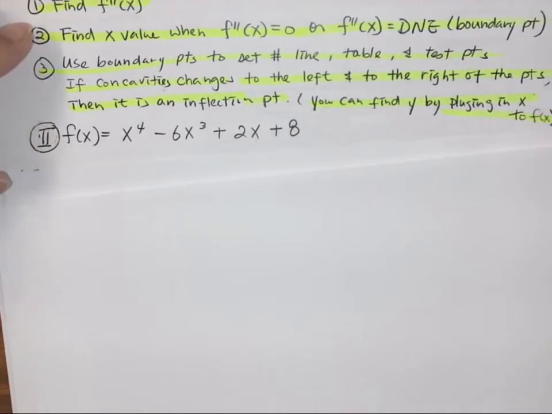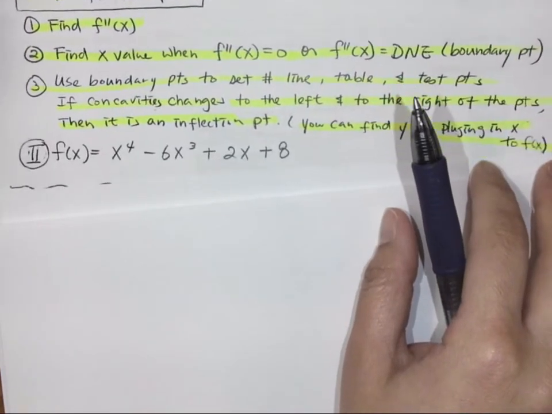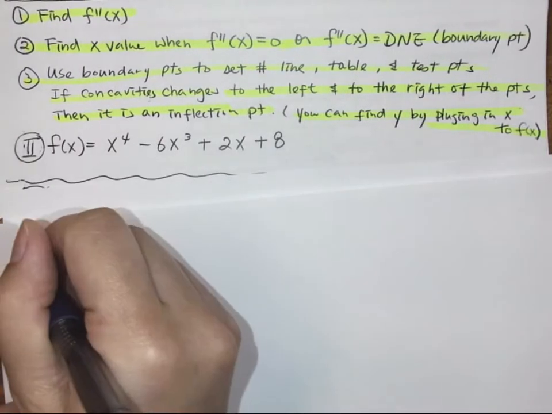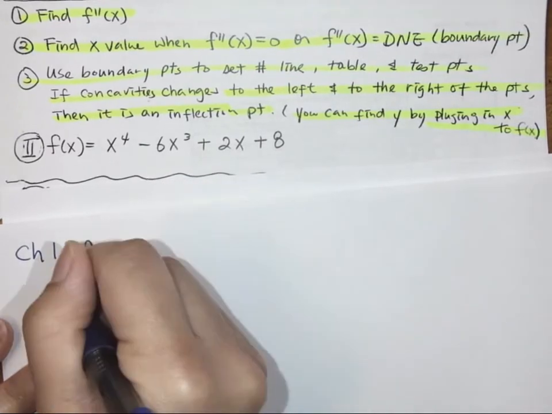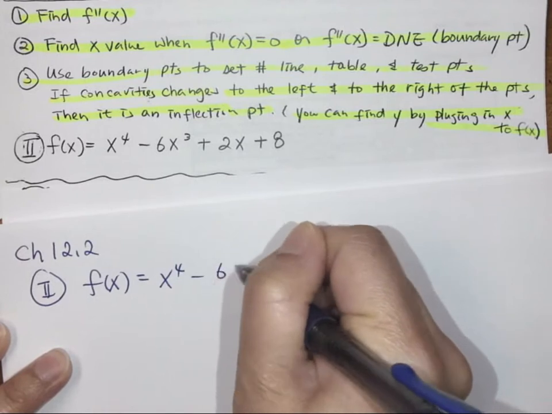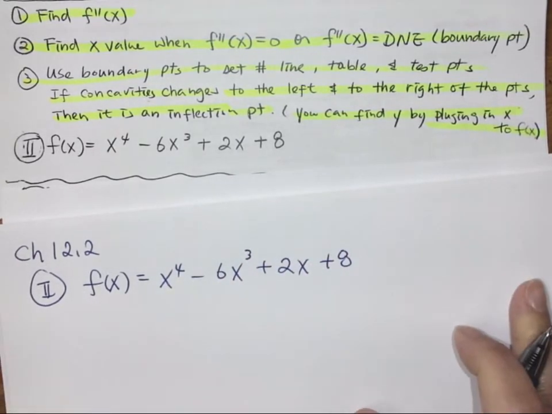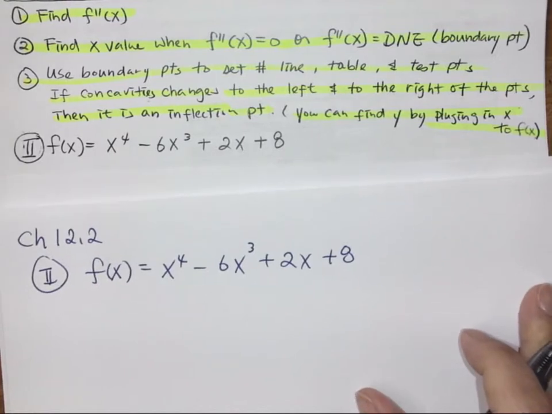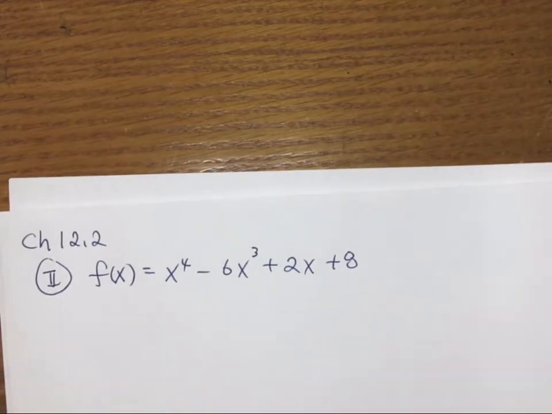So let's look at number 2 if we need to find inflection points. This is chapter 12.2, video 2. Second example, f of x equals x to the 4 minus 6x cubed plus 2x plus 8. So again, if we want to find the inflection point, we probably need to get the second derivative first, right? So if you want to, go ahead and pause the video and see if you can find the second derivative.